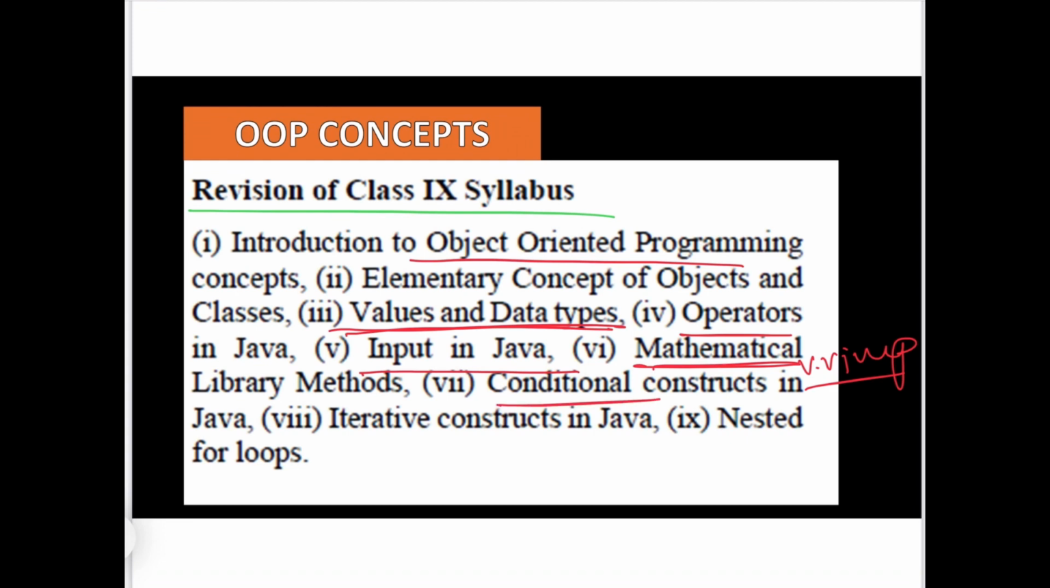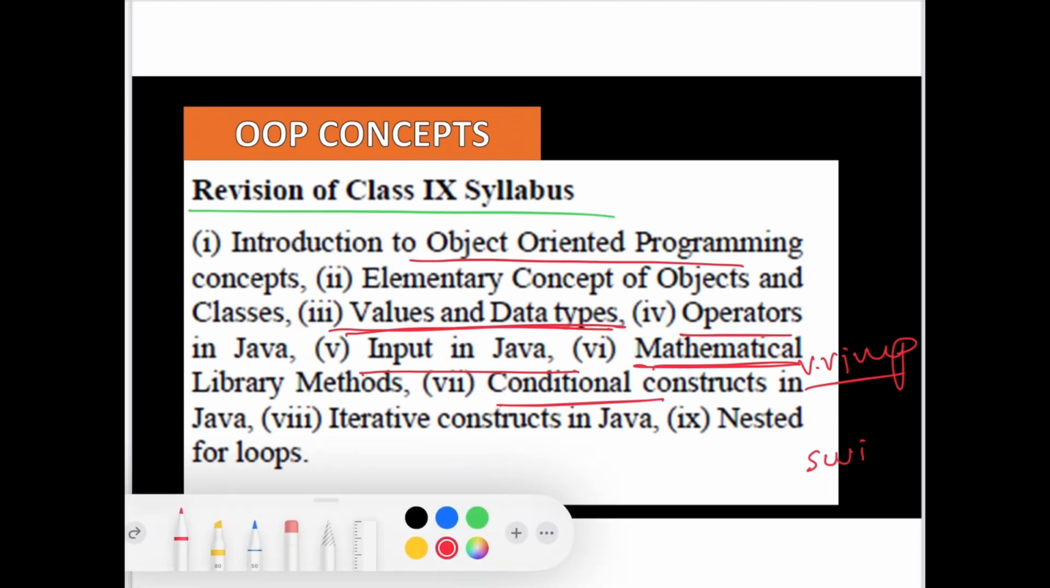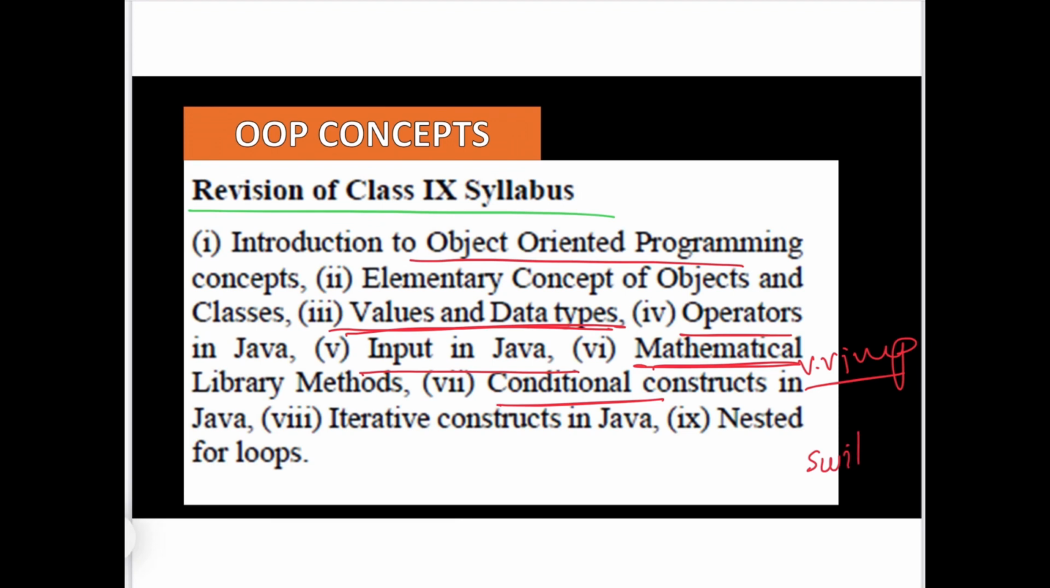Next is conditional constructs, that is the if else if ladder or switch. They may ask what is fall through in switch. Fall through in the switch is what? When inside a switch we don't give a break statement, then all the cases after the matching case will execute, and that is nothing but fall through.